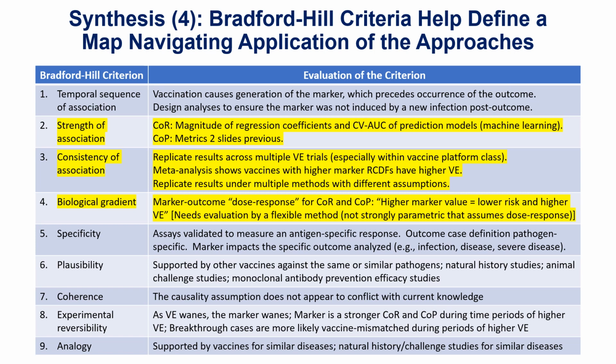Then consistency of association: we can look for replication of results under multiple methods and look at the meta-analysis. And then for biological gradient, we can look for dose response in terms of higher marker values corresponding to stronger correlates of risk and stronger correlates of protection.